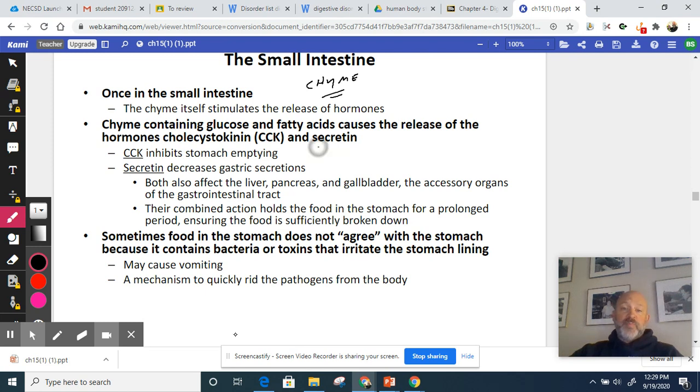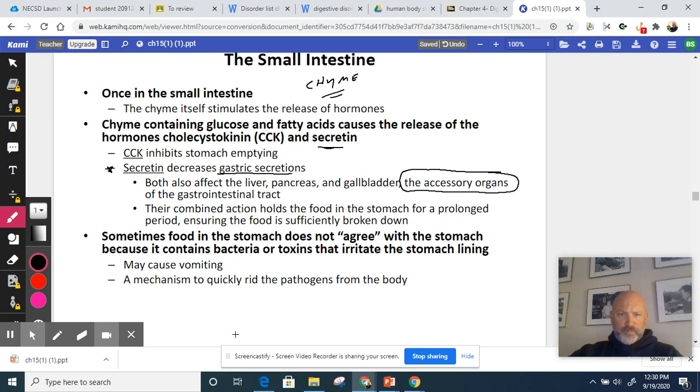Another hormone that is produced as food is leaving the stomach and entering into the small intestines is called secretin. What that does is slow the activity of the stomach down. Okay, but secretin also affects the liver, pancreas, and gallbladder. Those are the accessory organs. Remember that, because food doesn't enter into them.